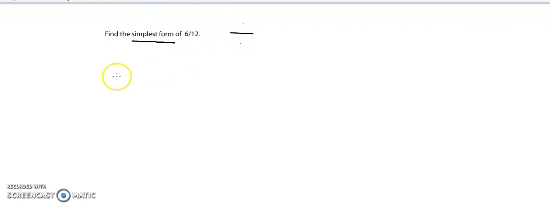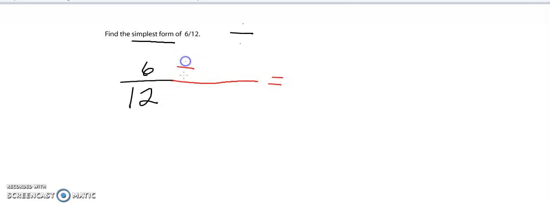So, looking at the first one, it says simplify 6 twelfths. So I'm going to take my 6, put it over my 12. Now remember, we're thinking division, so we're going to extend our line. I'm going to put equals. I'm going to divide the top, and I'm going to divide the bottom. And when I divide these, I want to ask myself 2 questions. The first question I should ask is, can the numerator, in this case my 6, go into my denominator? If yes, then I can divide by my numerator.